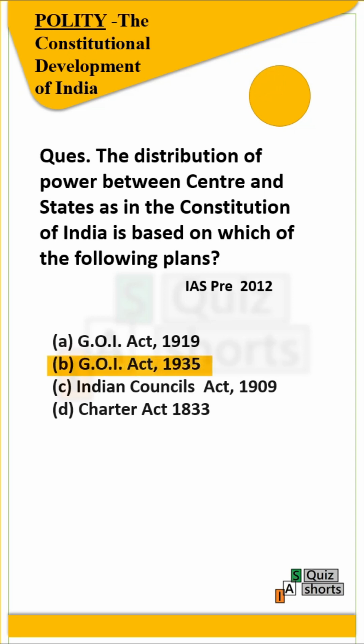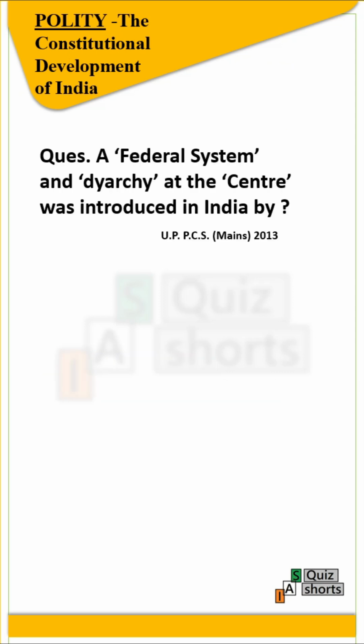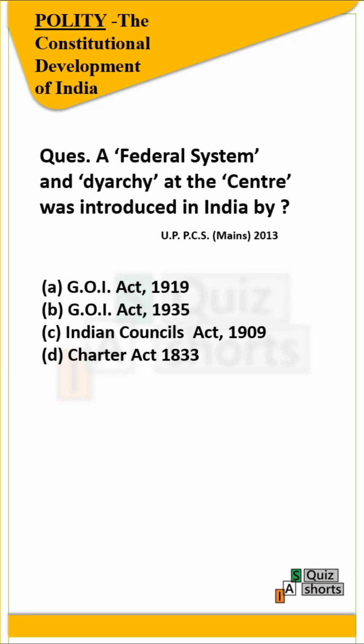Answer is option B, Government of India Act 1935. Question: a federal system and diarchy at the center was introduced in India by A, Government of India Act 1919. B, Government of India Act 1935. C, Indian Councils Act 1909. D, Charter Act 1833. Answer is option B, Government of India Act 1935.